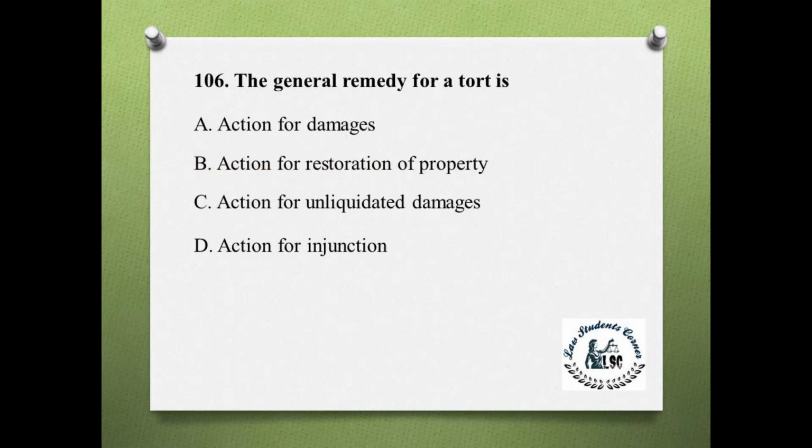Question number 106. The general remedy for a tort is option A action for damages, option B action for restoration of property, option C action for unliquidated damages, option D action for injunction. Correct answer is option C action for unliquidated damages.